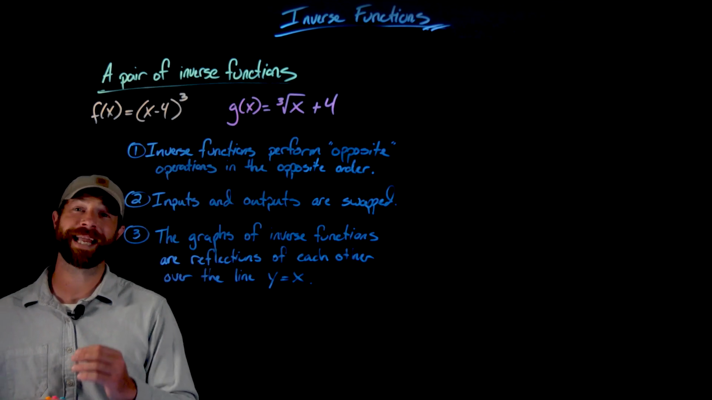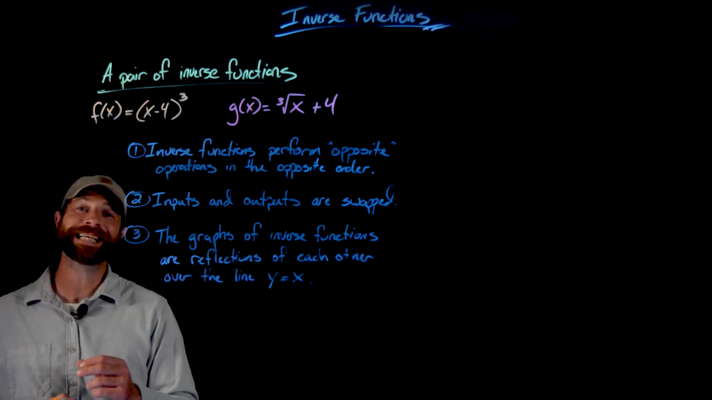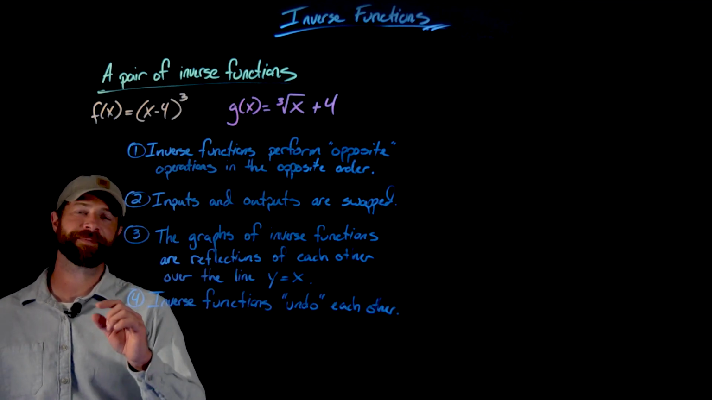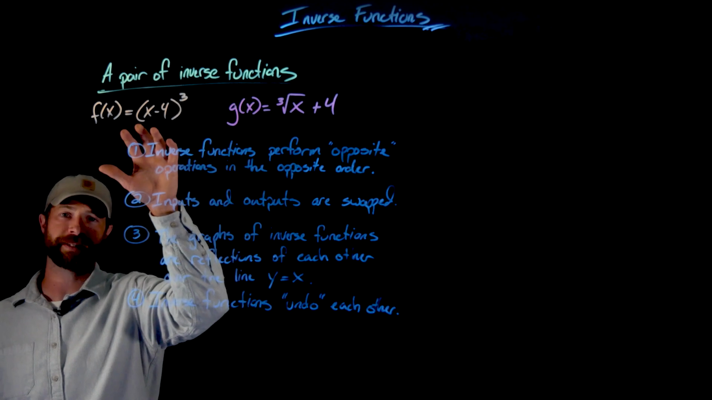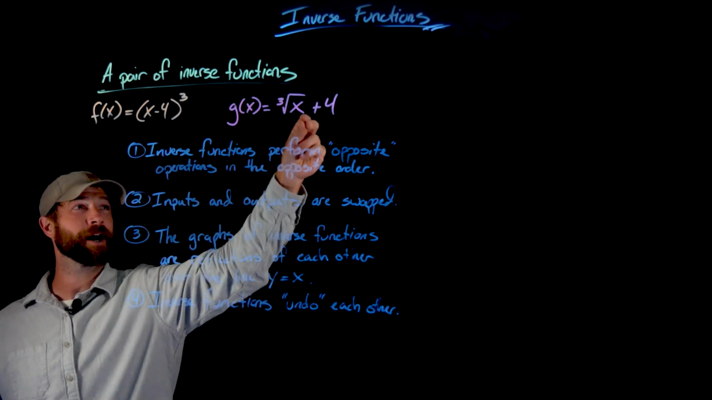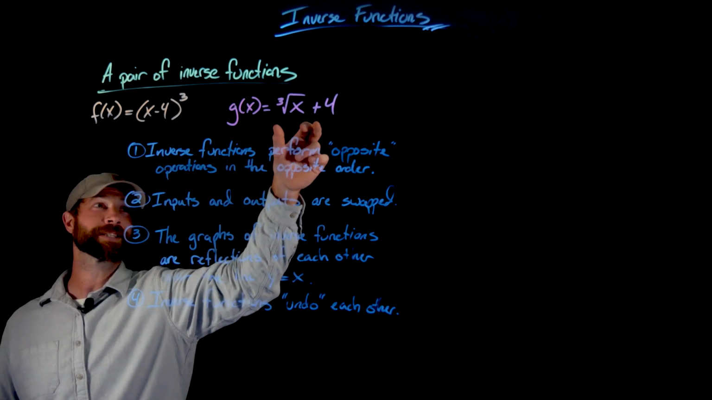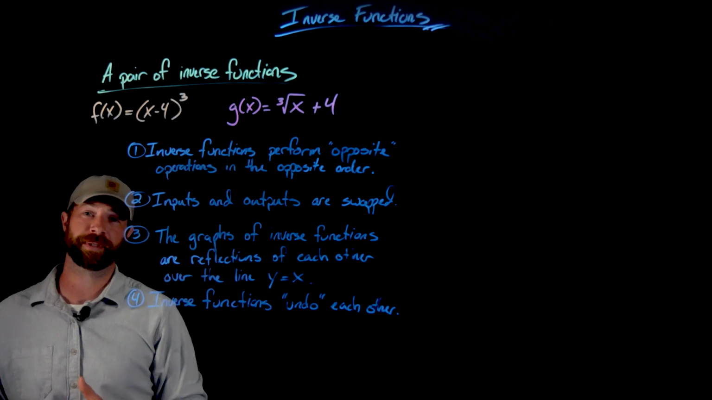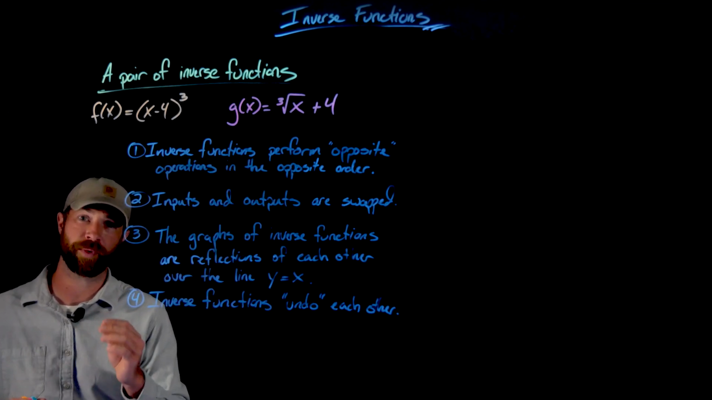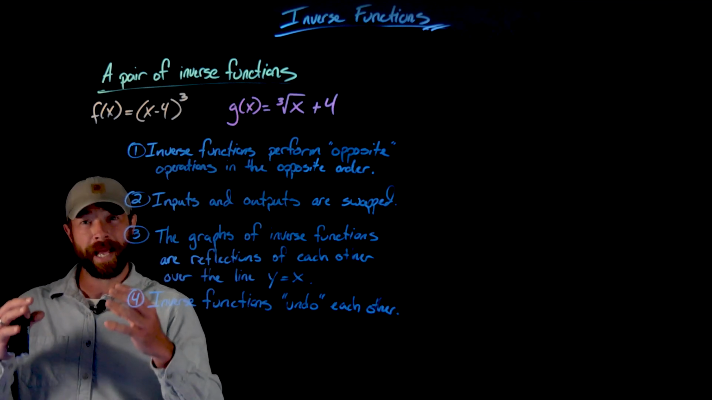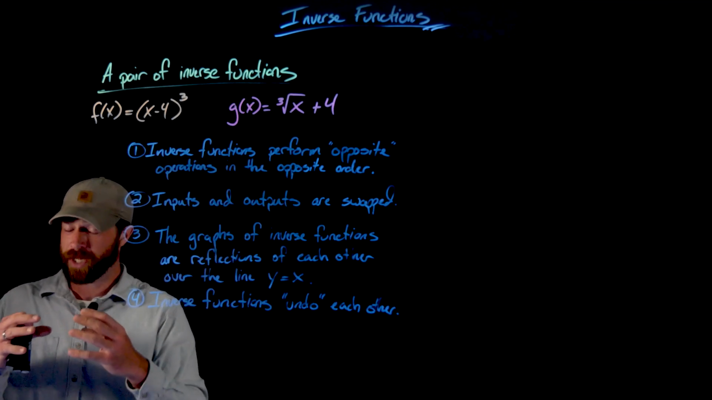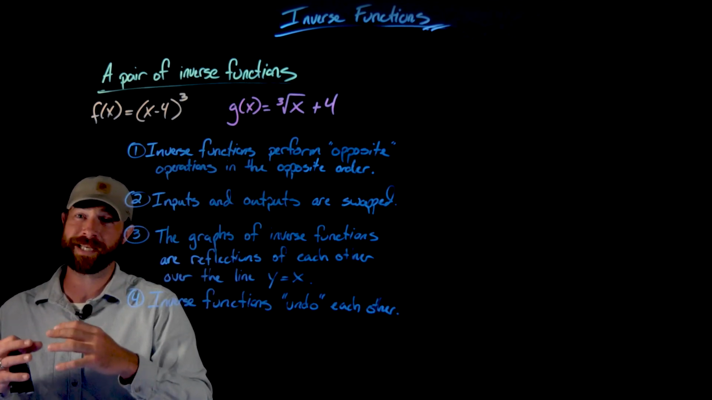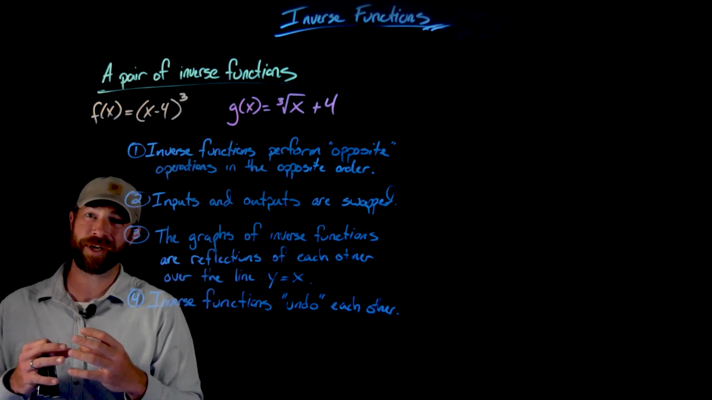Then the fourth thing to state, and this is really important for inverse functions, is that they undo each other. What I mean is that if I input a value into f of x and then take that output and plug it into g of x, the result would be the original input I put in. We recently talked about composition of functions, and I'll generalize this in a second. But the idea is if you have a composition of inverse functions, the way in which they interact, the fact that they perform the inverse operations in the opposite order, they cancel each other out.